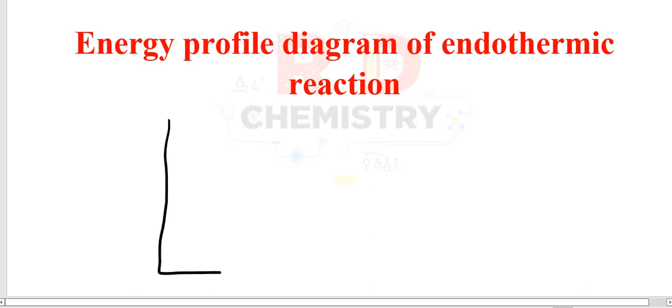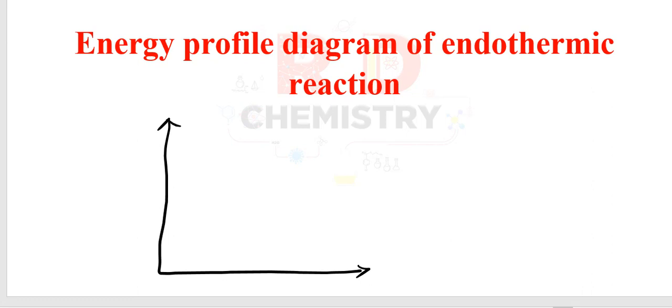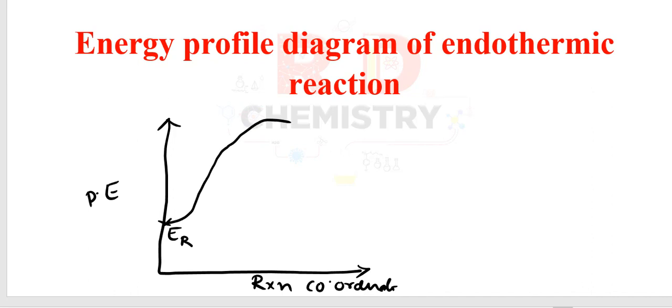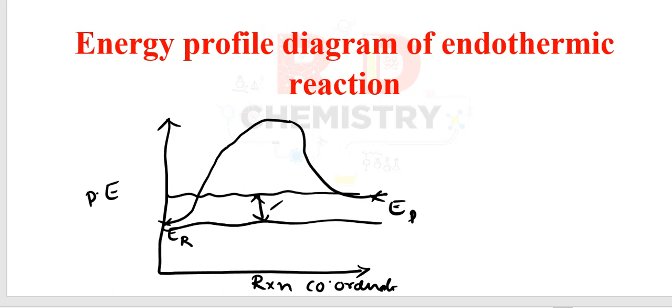Let's see the energy profile diagram of an endothermic reaction. It will be a similar graph. This is the potential energy of the reactants and the products. Here is the reaction coordinate. Assume this is the energy of the reactant. They will become the activated complex and they will form the product. Right, and this is the energy of the product. Now see this difference, this is known as the enthalpy of the reaction.